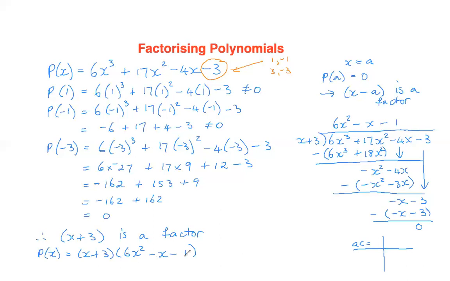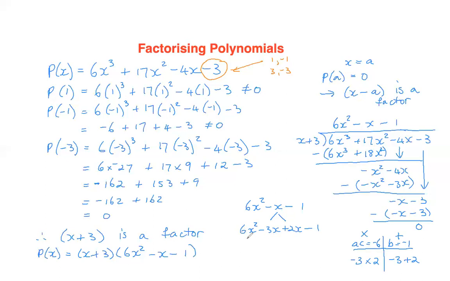My AC, 6 times negative 1, is negative 6. B is negative 1. So I'm thinking what multiplies to give negative 6 and adds to give negative 1. So I can see that negative 3 times 2 is negative 6, and negative 3 plus 2 is negative 1. So that is the combination that I'm looking for. So I take my quadratic and I'm going to split that middle term into the two terms. So I have 6x squared minus 3x plus 2x, and then the minus 1.